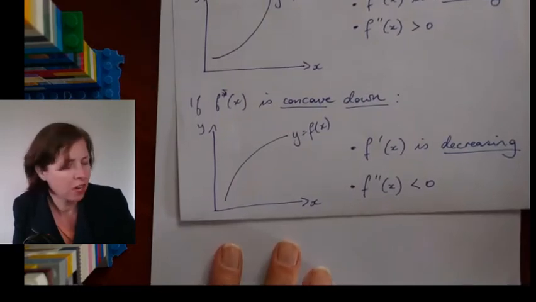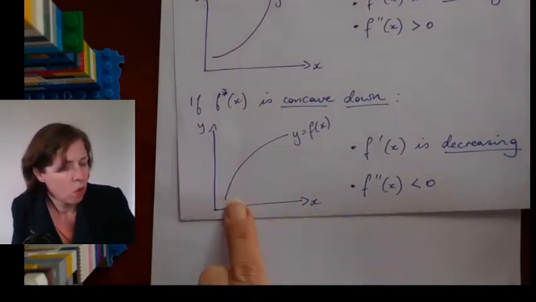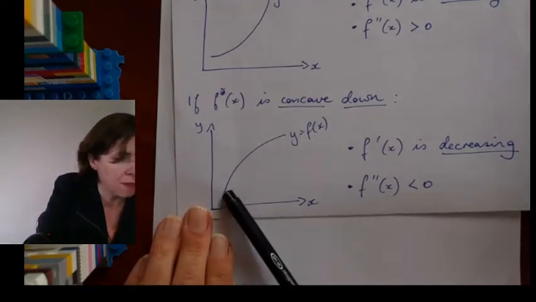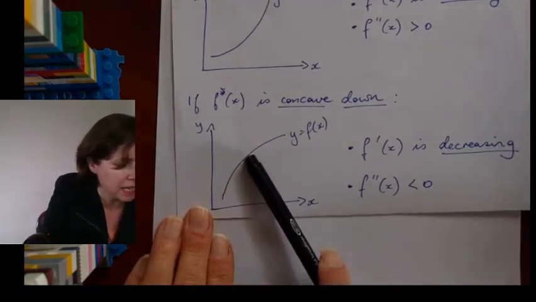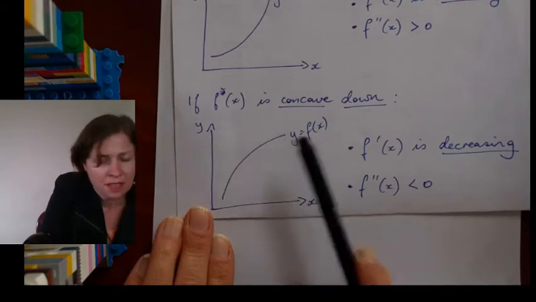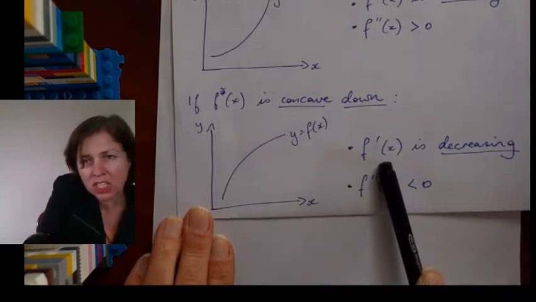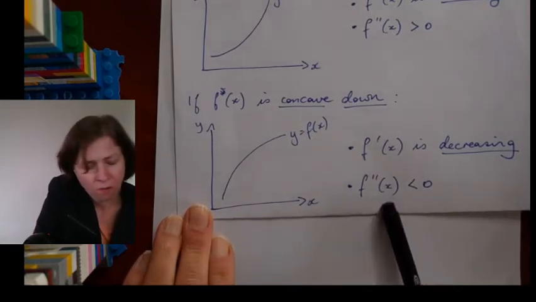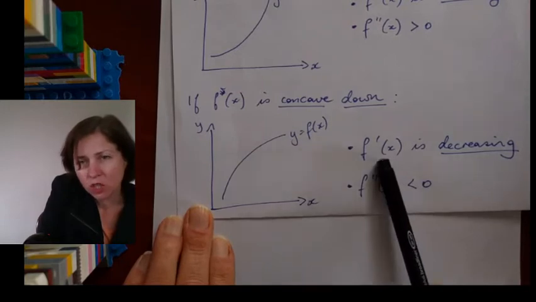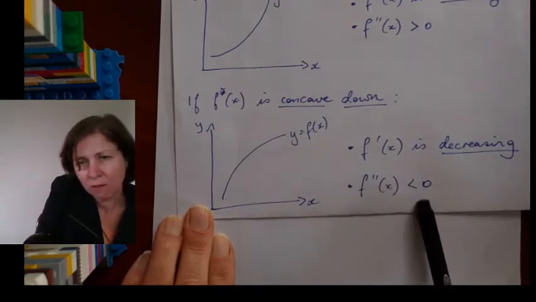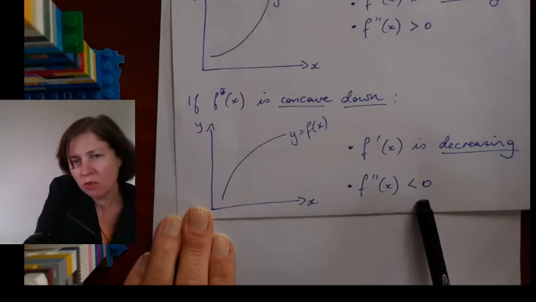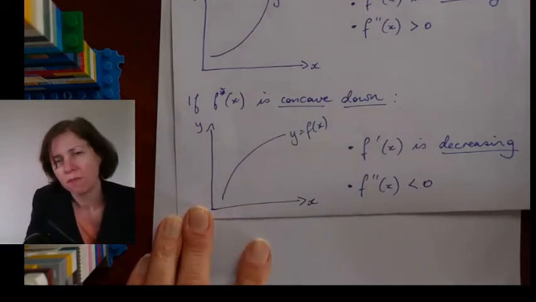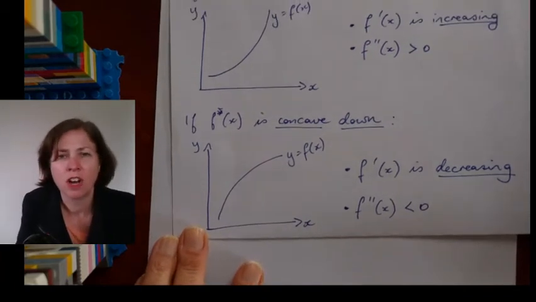When my graph is concave down, y equals f of x concave down, that tells me if we look at this graph, it's very steep here and it's getting less steep, less steep, less steep. That means my rate of change is decreasing. And if I find the second derivative, if I derive the rate of change, then I will get a negative value. So when the second derivative is negative, I'm going to get a concave down graph. And there's all sorts of implications for the kinds of shapes we can get.